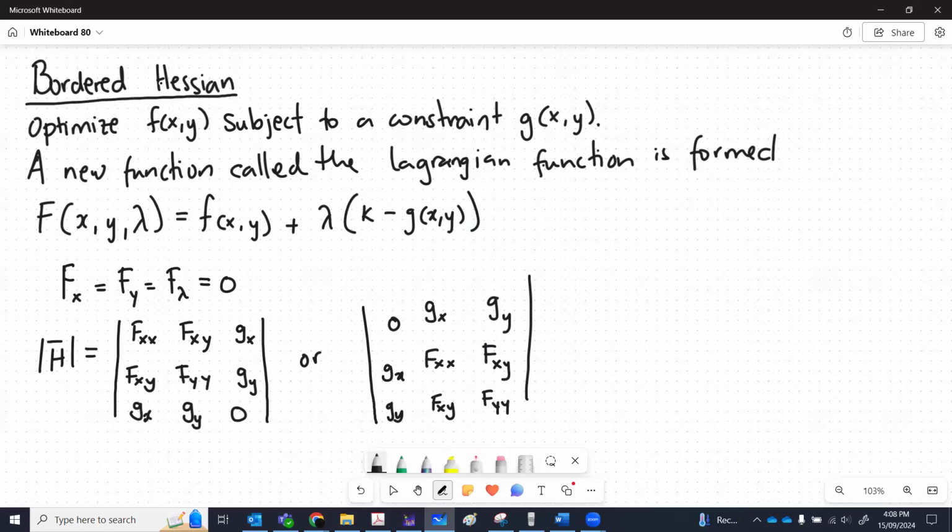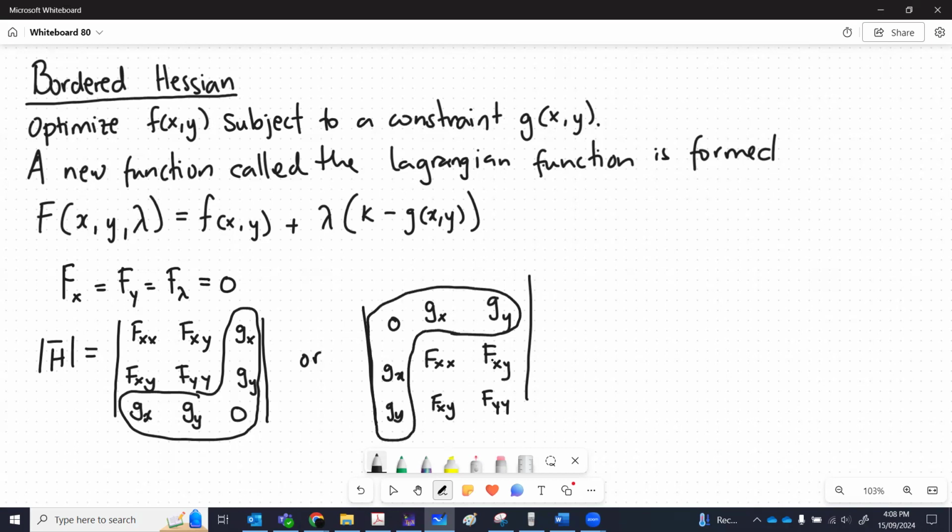So it is the Hessian matrix, but you are bordering it. You can see here that is our border over there. And then with this one, this is our border, okay? And what you have here is the Hessian matrix. So you have the Hessian matrix, and then you are bordering it with this constraint function, and that is why it is called the bordered Hessian matrix.